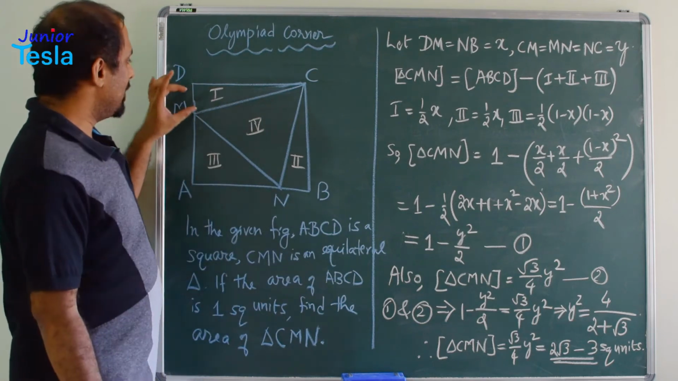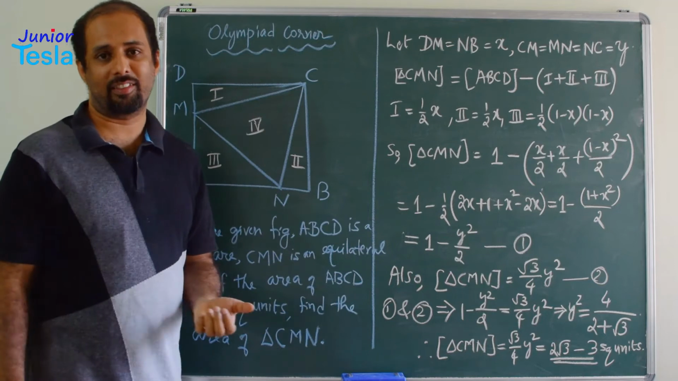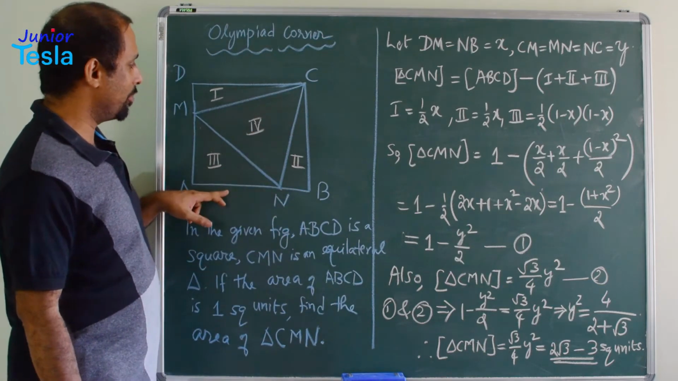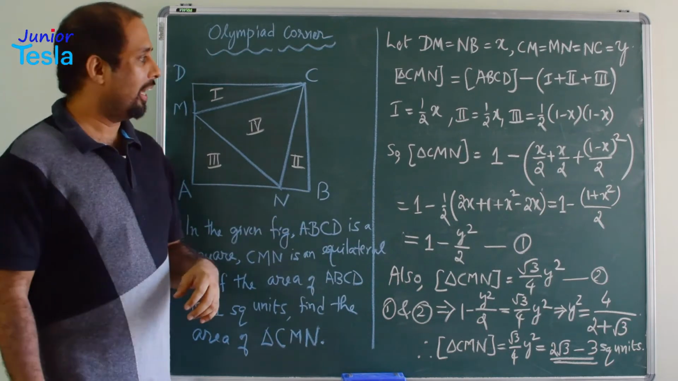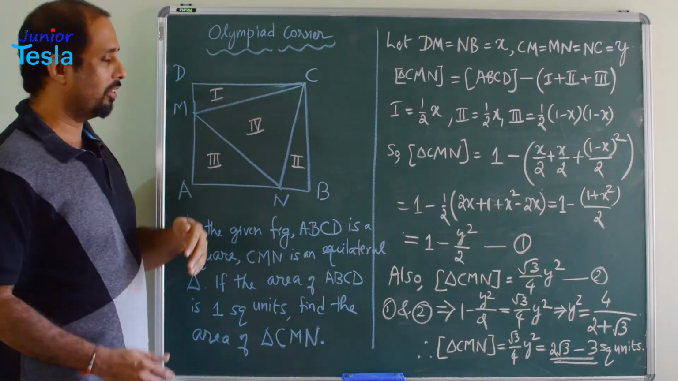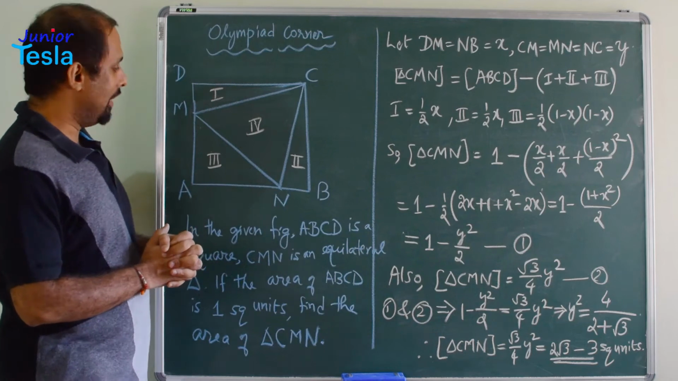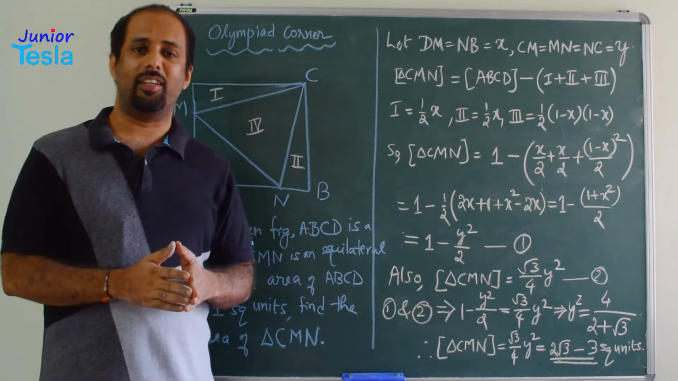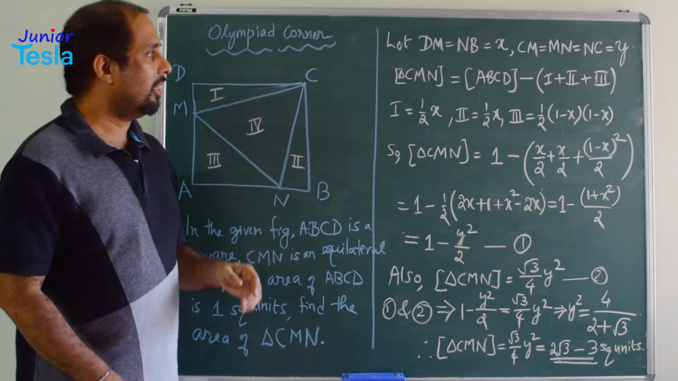Now let us call it X. Okay, so we will take DM and BN as X. Since we don't know anything about these particular line segments, we will take these two line segments as X. And then let us take the sides of the equilateral triangle as Y. So MC, CN and MN, all the three sides are taken as Y. So we have taken two unknowns, X and Y.